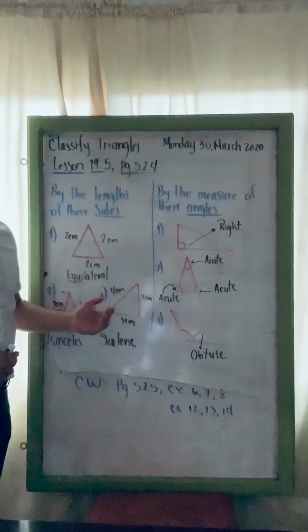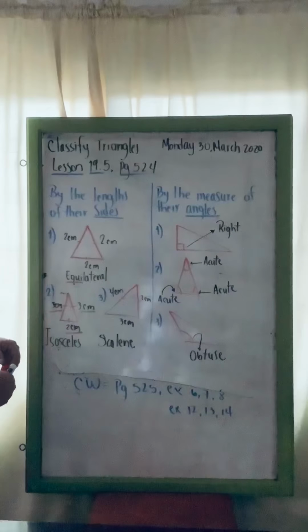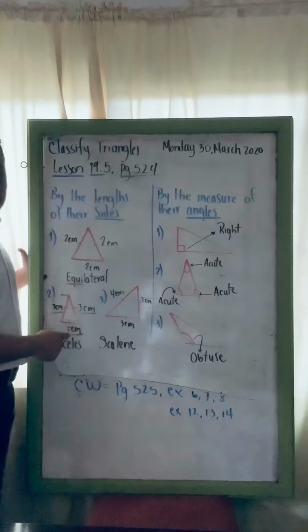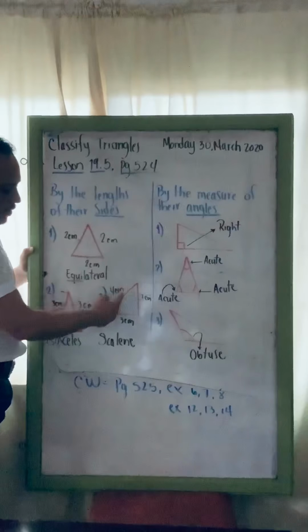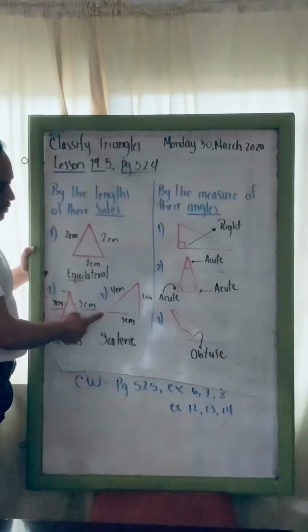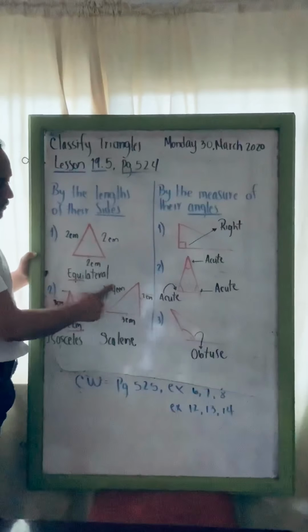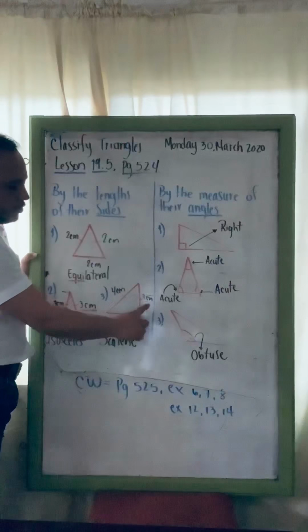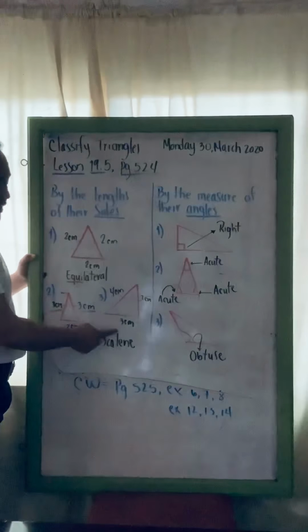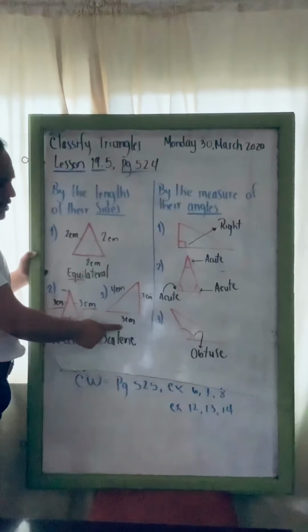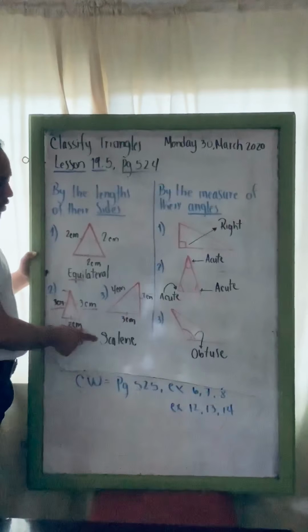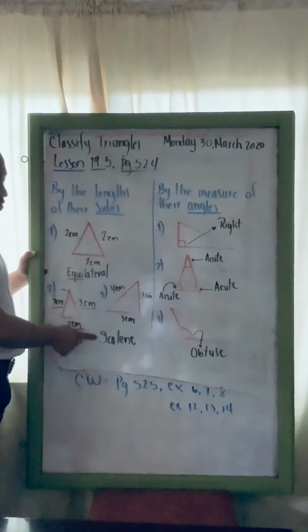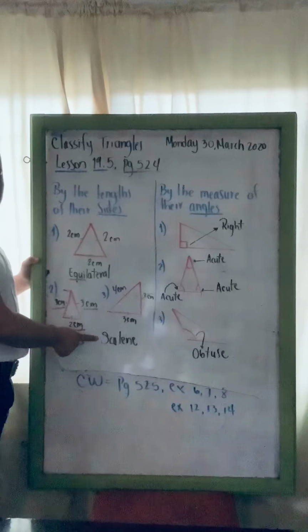For the third classification, the first division, we have a triangle whose measures are totally different. So here you can notice that the first measure is 4 centimeters, the second is 2 centimeters, and the third and last is 3 centimeters. So in this case, we don't have any of the measures the same. So we call this type of triangle a scalene triangle.